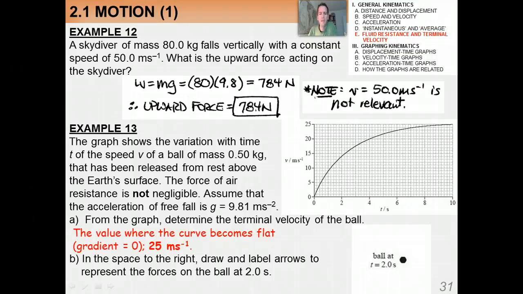Well, that's pretty straightforward. If you follow my reasoning with the previous slide, you can see that it's where the curve becomes flat, where the gradient is 0, which is about 25 meters per second, right up here in this area right here.